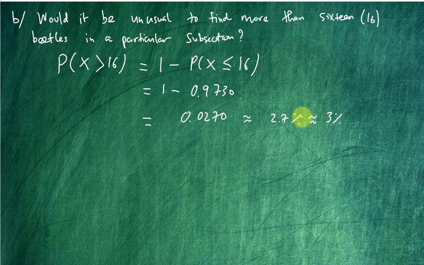And this number is telling you that according to the Poisson probability model, there will be more than 16 beetles in a particular subsection about 3 times for every 100 trials of the experiments. And to observe more than 16 beetles in a particular subsection is unusual because this is a small value.